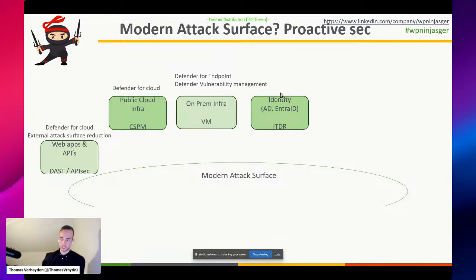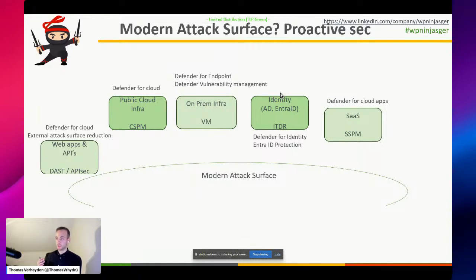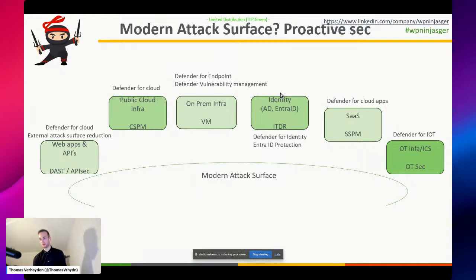Of course, we cannot forget our identities. We've got our on-prem identity, but also in the cloud, Entra ID identities. And over there, we've got identity detection and response, in products like Defender for Identity and also Entra ID Protection. What we also got is our SaaS security, so SaaS security posture management. We've got Defender for Cloud Apps for that as a solution. And let's not forget our OT infra or ICS, there's OT security, and for that we've got Defender for IoT.